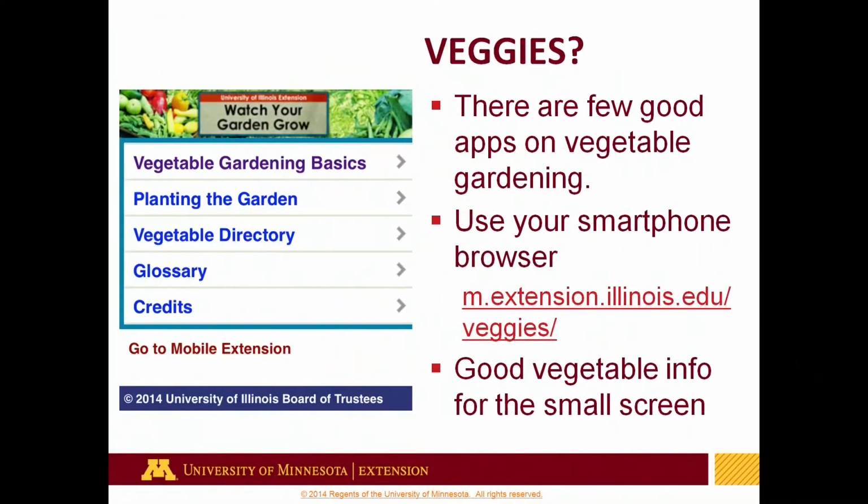What are we missing? Veggies. There's very few good apps on vegetable gardening, except for tomatoes. But use your smartphone browser. You have to have internet access. m.illinois.edu/veggies. VEGGIES /. That's good vegetable information on the small screen.